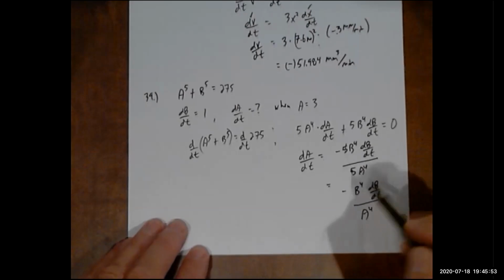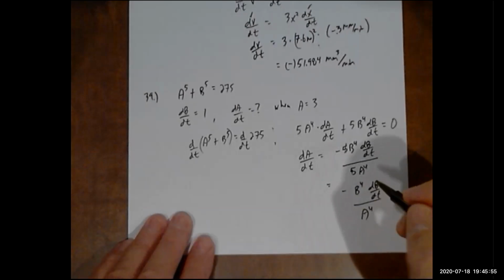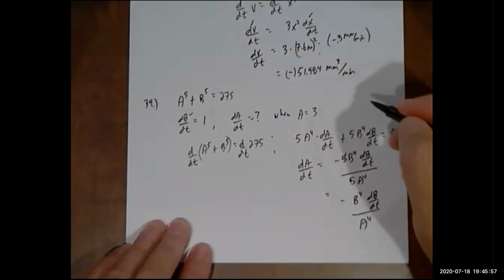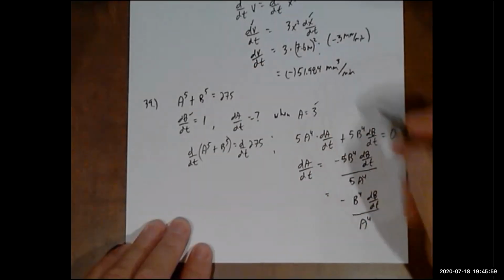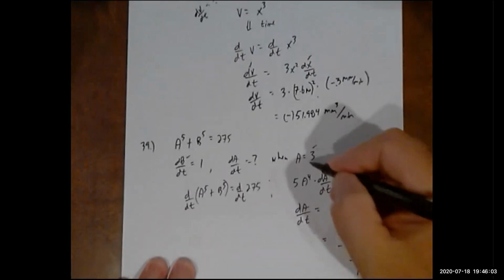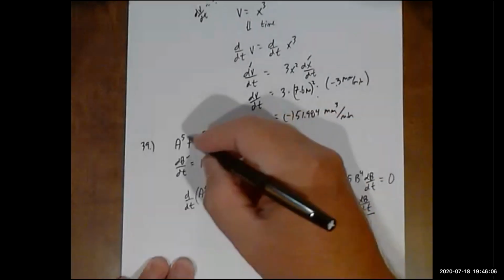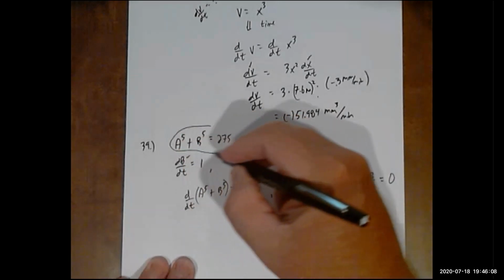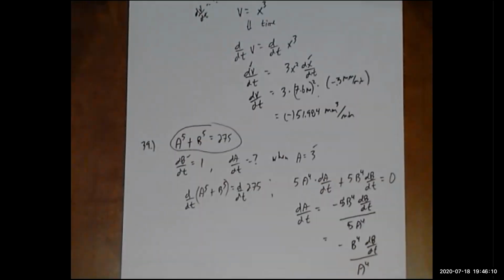Now the tricky thing is, I know dB/dt, I know A is 3, I don't know B. Well, you know what you have to do? You plug in 3 for A into the original equation to figure out B.